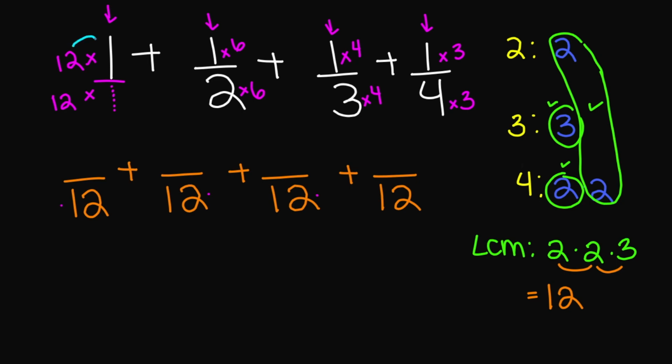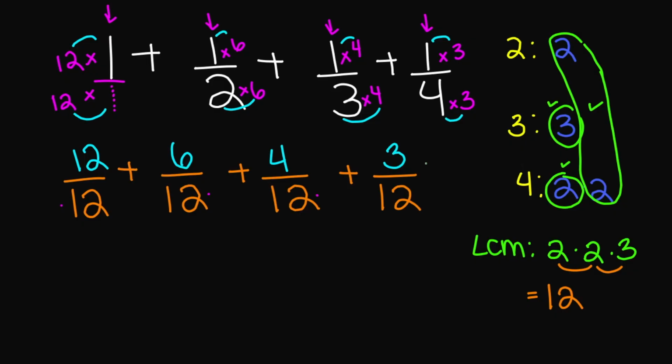So we have 12 times 1. This is going to be 12. 12 times 1 again is 12. Perfect. 1 times 6 is 6. And then 2 times 6 is 12. That's perfect. 1 times 4 is 4. And then 3 times 4 is 12. And then 1 times 3 is 3. And then 4 times 3 is also 12, and that's perfect.